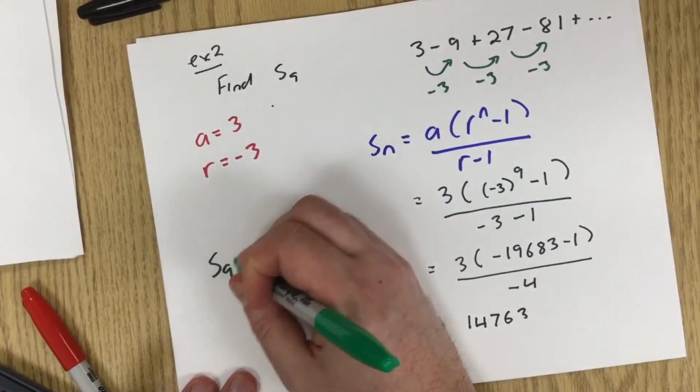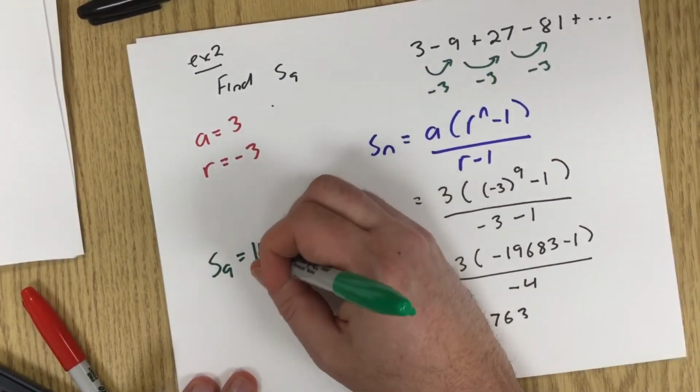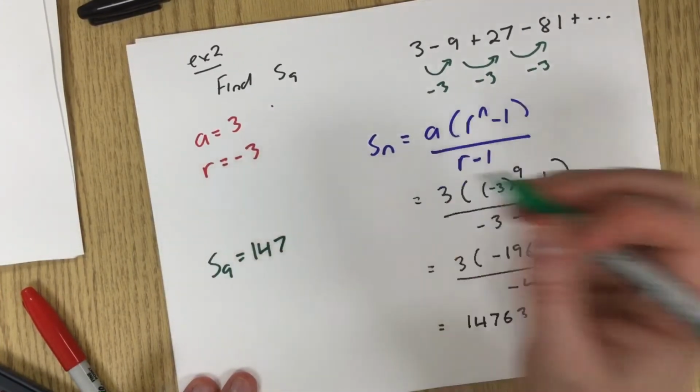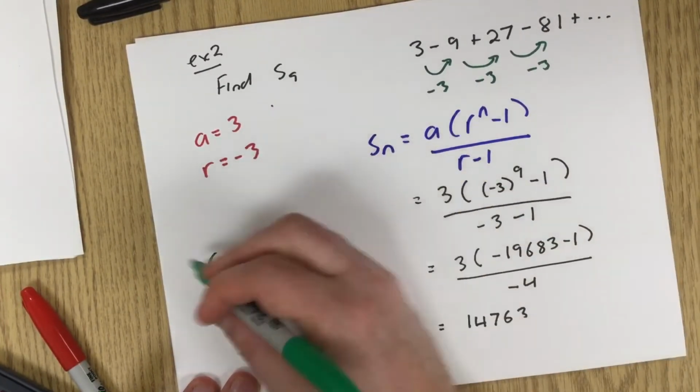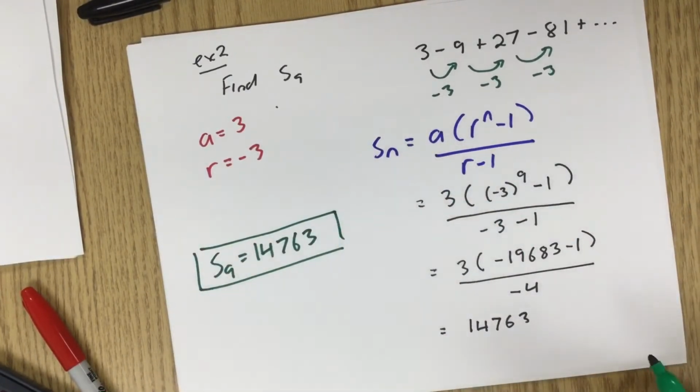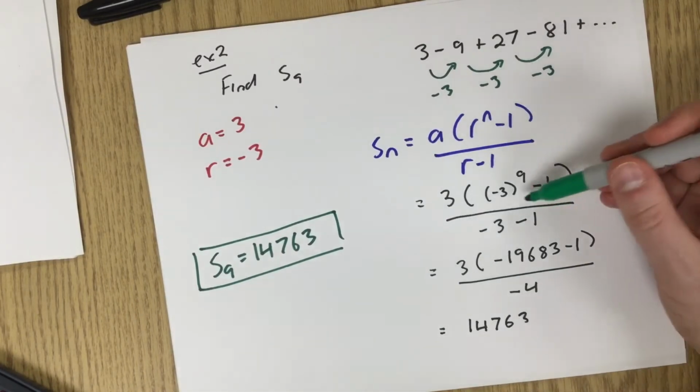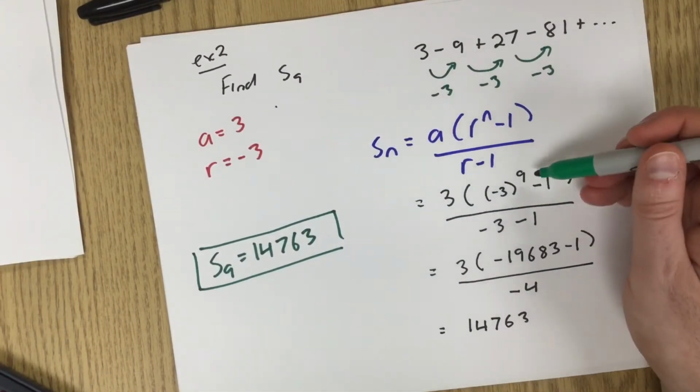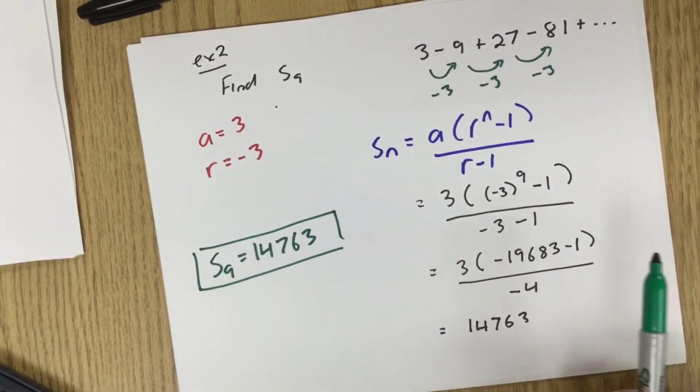So the 9th term is going to be positive 14,763. As a point, if I had found the sum of the first 10 terms, it probably would have been negative, because -3 to the 10 would have been a positive number, and a positive divided by a negative would have been negative.